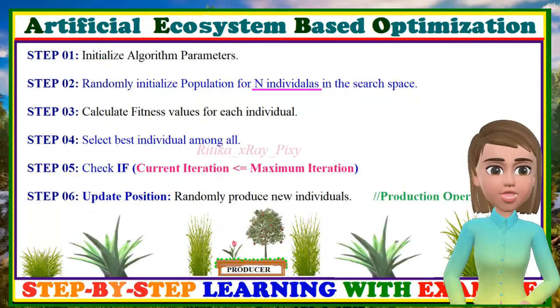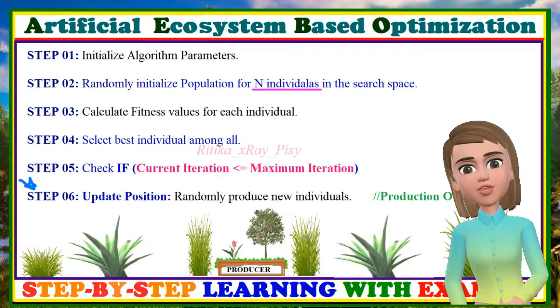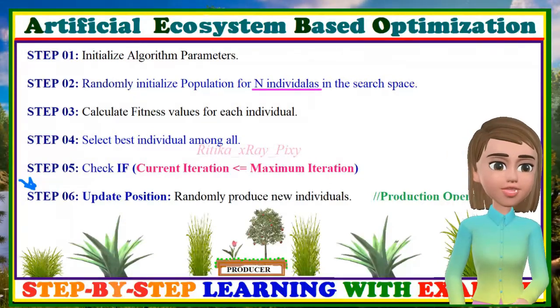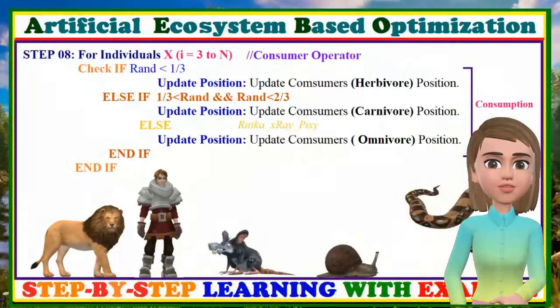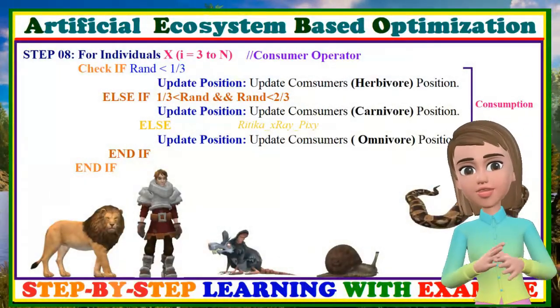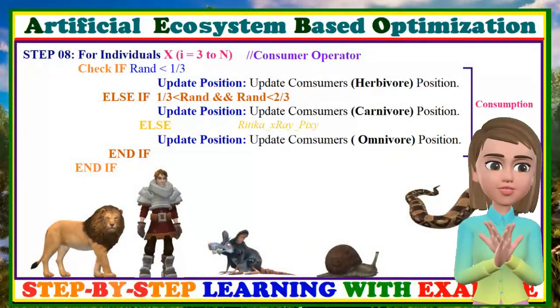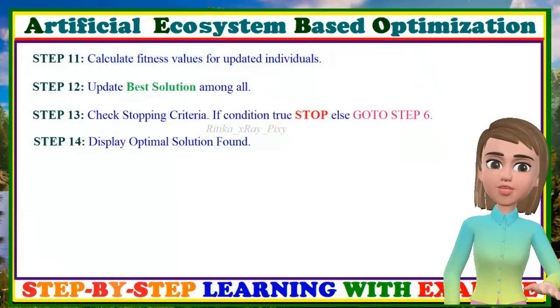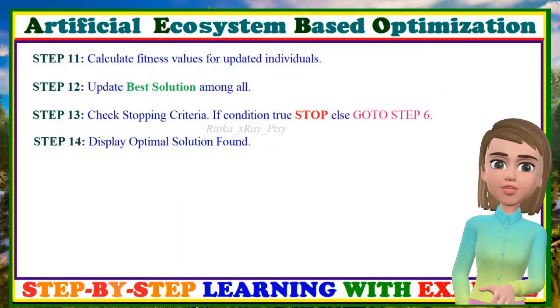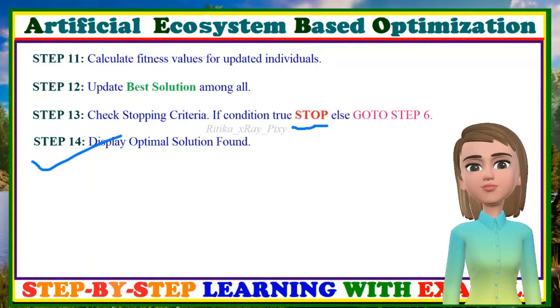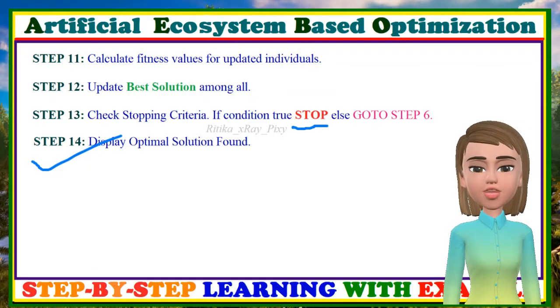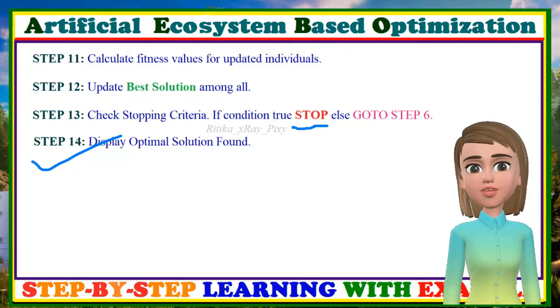Here you can see step 6. Again, we will update the position for the producers and consumers in the search space. And again, we will calculate the fitness values and update their position. Once the stopping criteria is met, stop and display the best solution found in the previous iteration. So that's all about this algorithm.